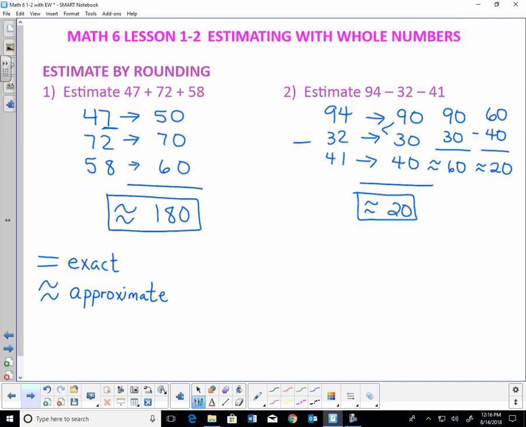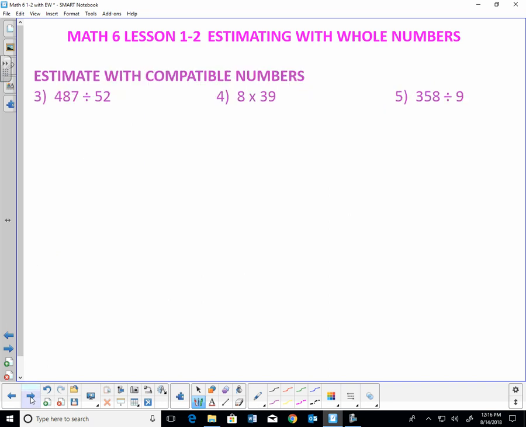The next way to estimate is with compatible numbers. Compatible numbers that are close. Numbers that are easy to multiply or divide in your head, that you're not going to have to use lots of paper and pencil. That's the whole point of estimation. You shouldn't have to be using large amounts of paper and pencil to figure out the answer. If you have to do a little bit of dividing off to the side, that's fine, but you shouldn't have to be doing monumentally 3 pages of a division problem.